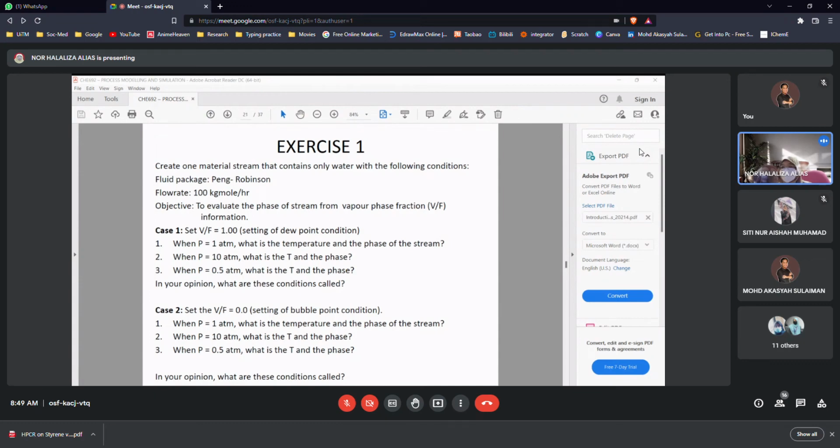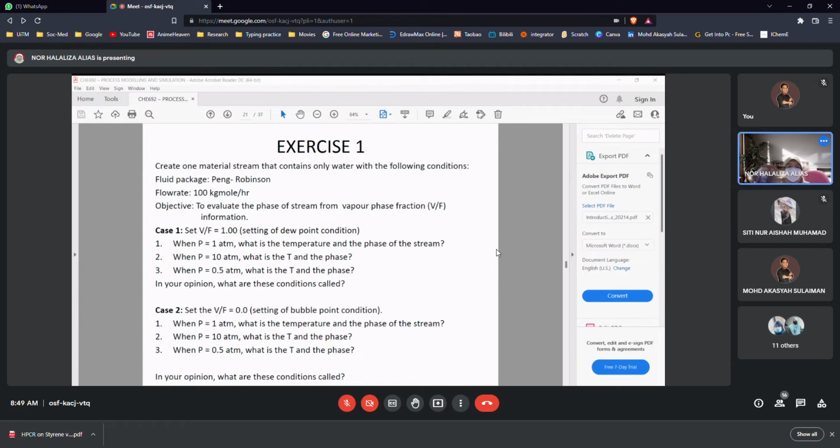There exists only one, so it means that in that particular stream, we have only one reactant. Okay, 100% reactant. It is given to you, use the fluid package as pyromycin. The molar flow rate given is 100 kilogram mole per hour. The objective is to evaluate the phase stream from V over F information.